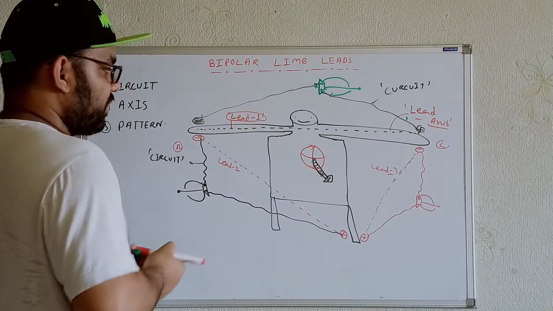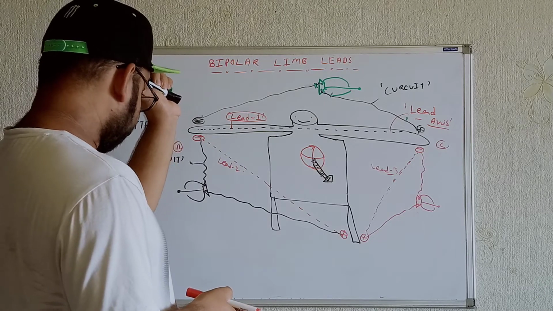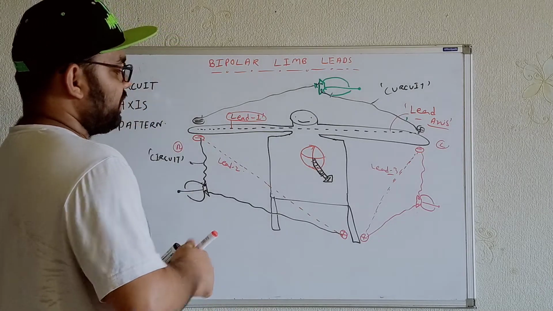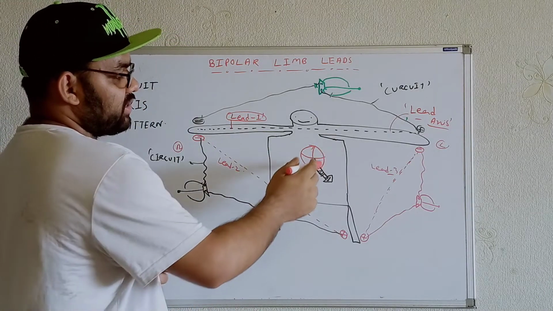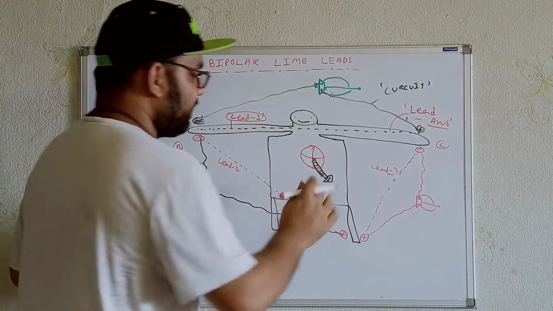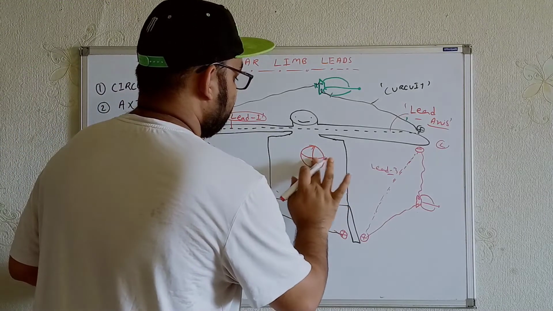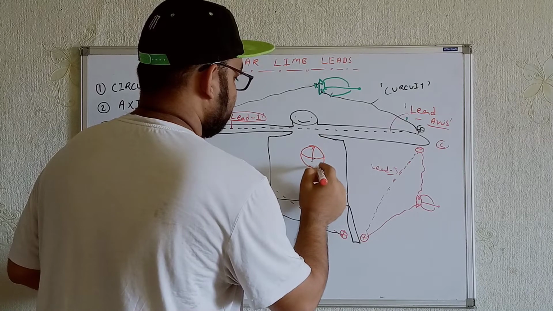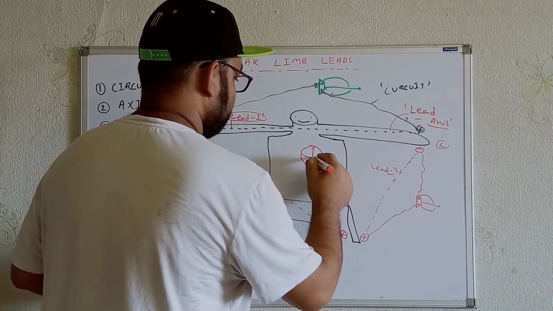Now try to understand from this figure that whenever, for example, this major ventricular depolarization vector is going in these directions, let me use the red color for it, then it will be easier to understand. Okay, see, let me show in this way.